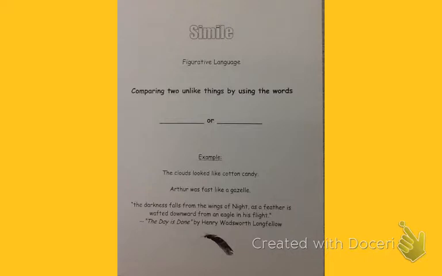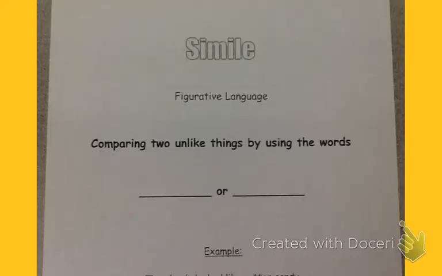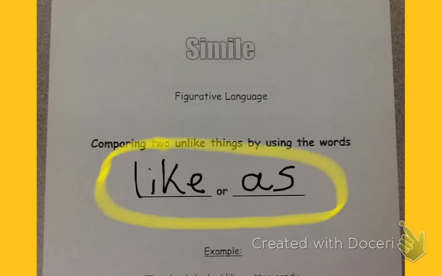Alright, last one, simile. It looks like smile, but it has an extra I in it. Simile is very easy. You can smile when you do similes because they're easy to remember. Similes, you are comparing 2 unlike things, just like a metaphor, but there are key words. Like or as. A simile will always, always, always have one of these two words.